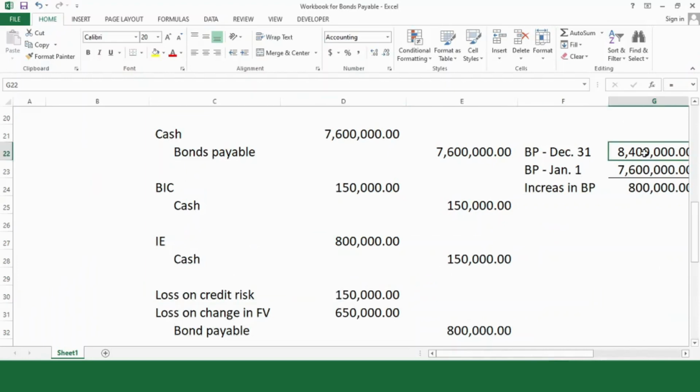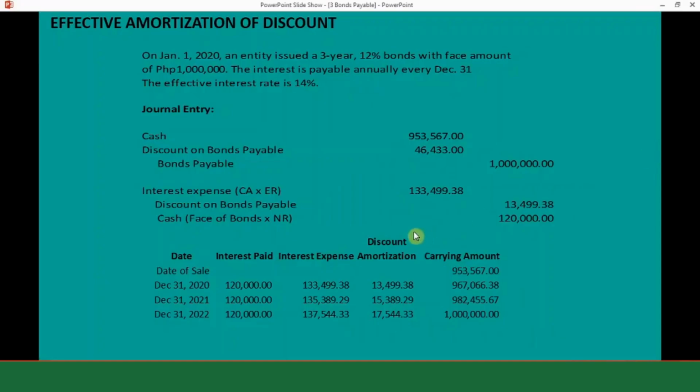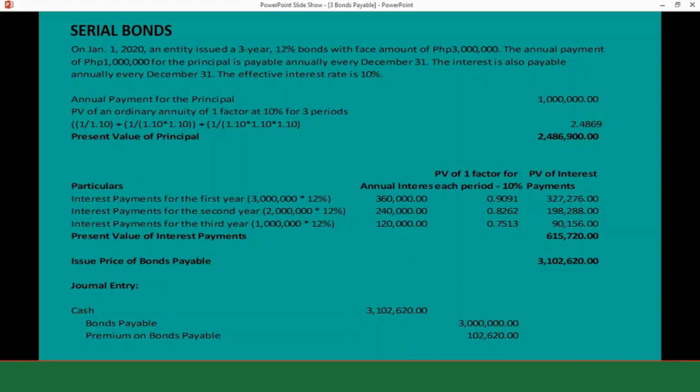8,400,000. Okay? Simple as that. Okay po. So anyway, now let's proceed. Paano naman pag serial bonds yan? Okay, so ibang atake niyan.